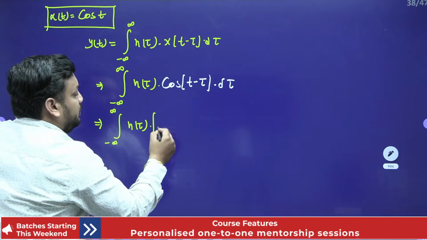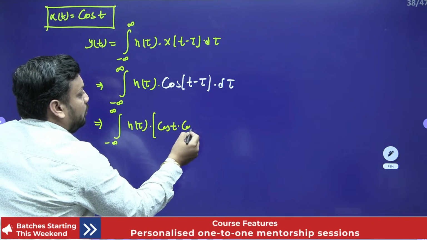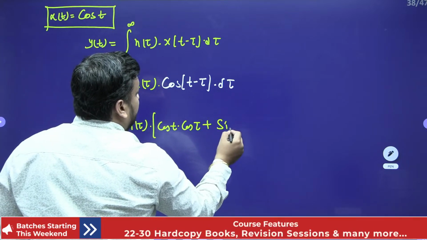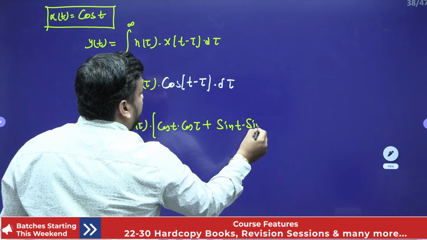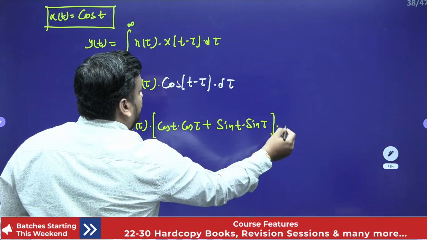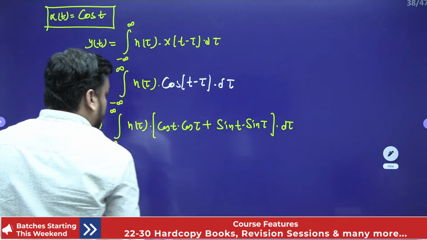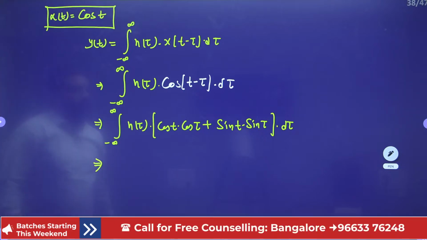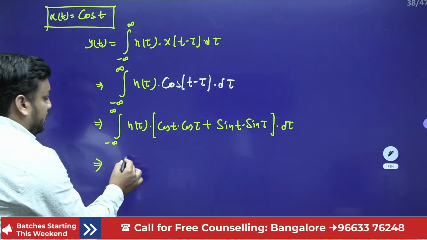So cos(a minus b) is cos a cos b plus sin a sin b. So you will get here cos t cos tau plus sin t sin tau, whole bracket close. Here you will get d tau only. I hope this part is clear to you guys. So ultimately what will you get now?